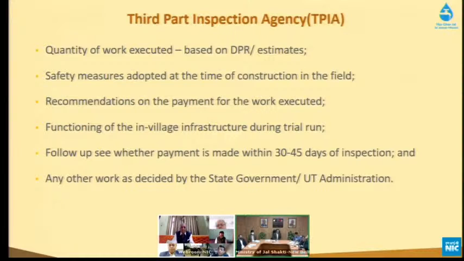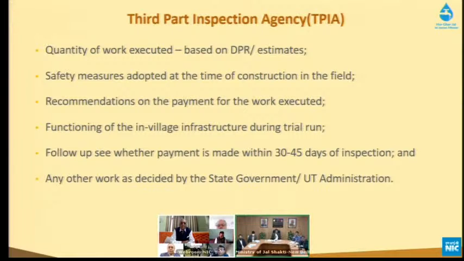Recommendations for the payment of the work is also one of the works of the third party inspection agencies. And functioning of the in-village infrastructure is to be checked in the presence of the third-party agency. It's very, very important so that once it is commissioned, there is no complaint from the panchayat that the system is not functioning. One of the other important aspects is they also have to see whether the payments are made by the states within the 30 to 45 days time period mentioned in the guidelines, so that the works don't get affected because of non-payment.